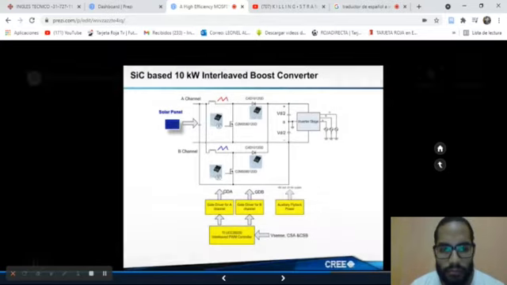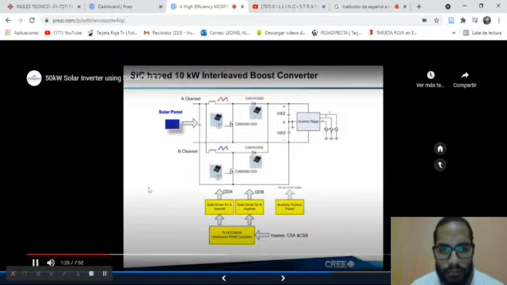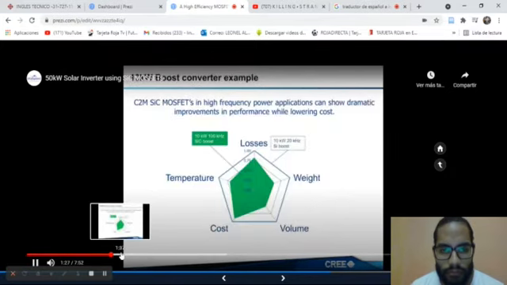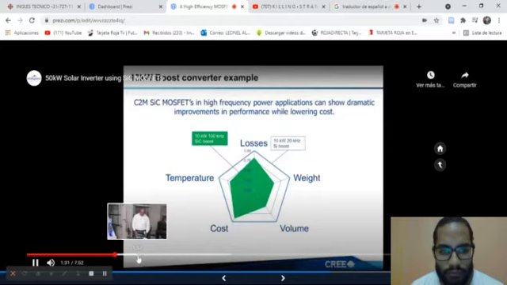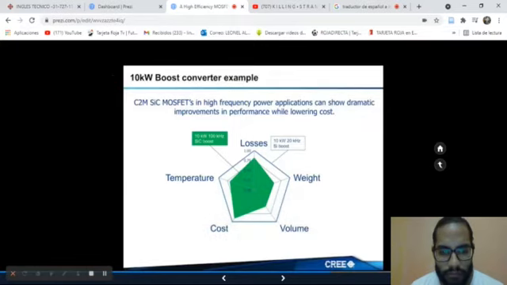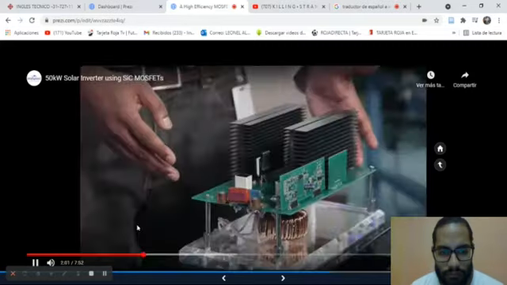So if you look at the performance of this system and compare it against these 5 parameters, the losses, the weight, volume, cost, and temperature of the system, if the blue line represents the silicon solution, then the green represents the silicon carbide solution. And what you notice is that we reduce the filtration unit.